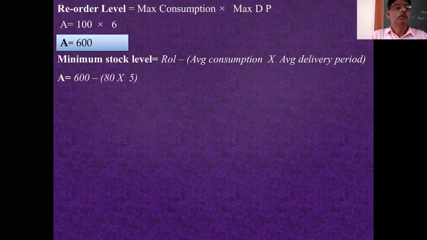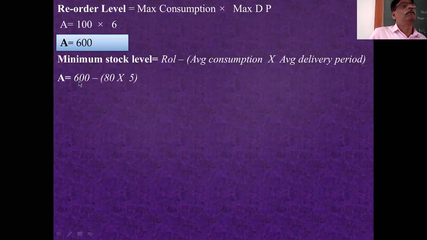I will calculate A first, because of the setting problem. Then the minimum stock level for A. Minimum stock level is equal to ROL minus average consumption into average delivery period. That is your equation.